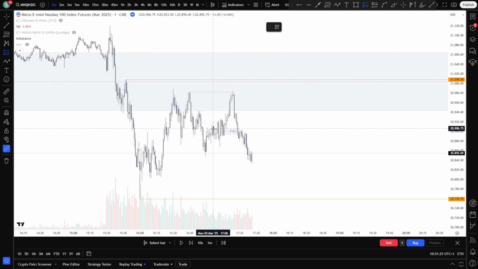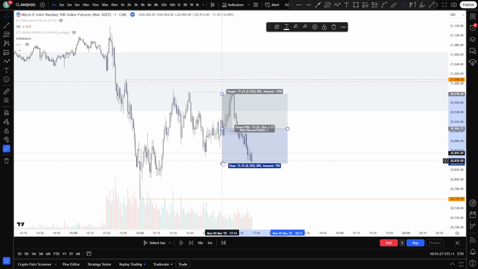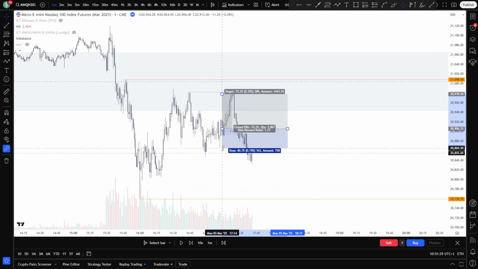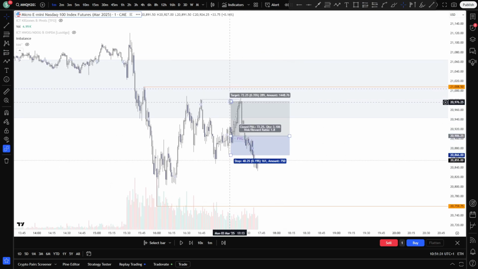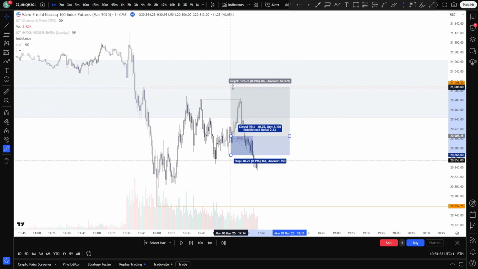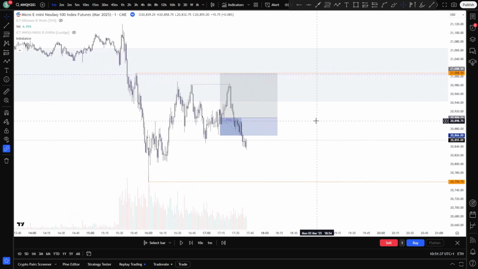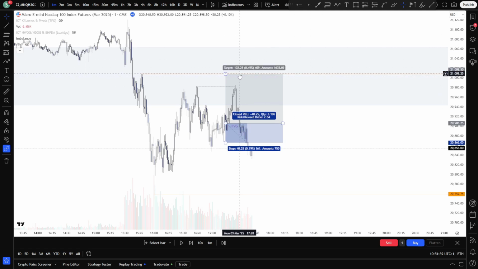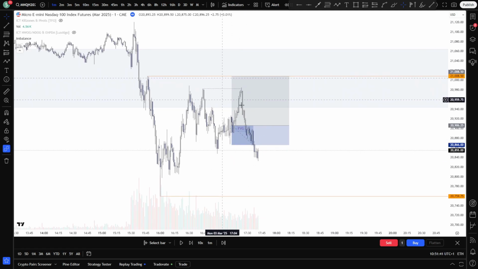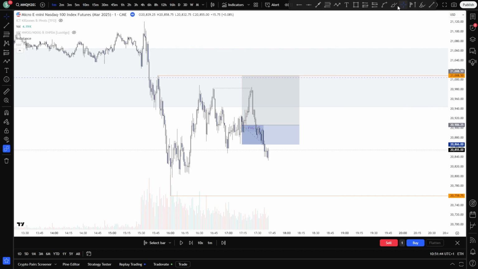As you saw, I took an entry at the top of this fair value gap, stop loss over here, and my first take profit was at this structure high. Why is this a mistake? Well, as you can see, obviously price dumped after taking this high, which comes in confluence with the structure I explained to you.